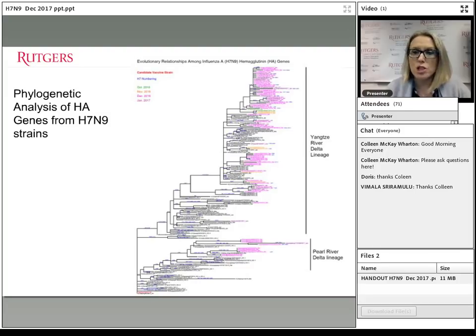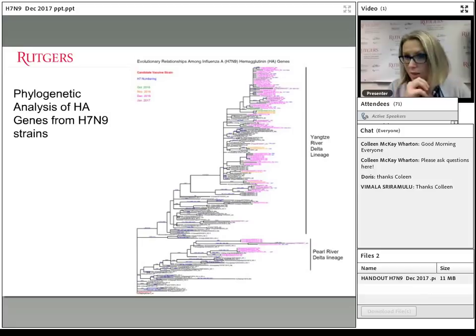There are also now 2 lineages in China. One is the, and I probably won't pronounce it properly, the Yangtze River Delta lineage, which is at the top, and then the Pearl River Delta lineage, which is at the bottom. The risk assessment tool used the Yangtze River Delta lineage for its assessment.